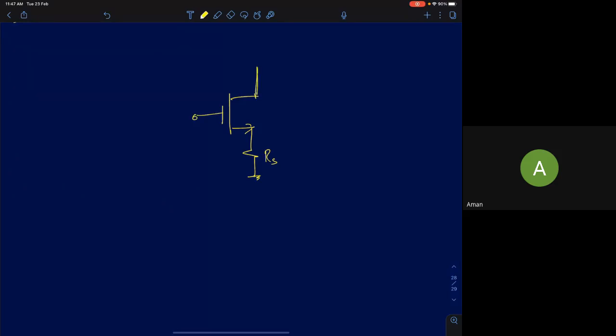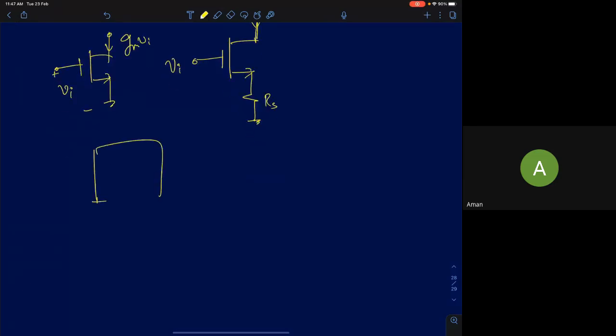We'll try to find out two things in the presence of Rs. One, what happens? Previously, if you took a single MOSFET and applied a gate to source voltage of value Vi, we said that the drain current was Gm times Vi. So if I treat this MOSFET as a 3-terminal black box, I'm applying an input voltage, and the output current is given by Gm times Vi.